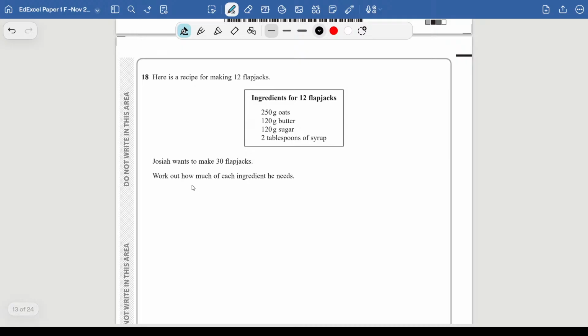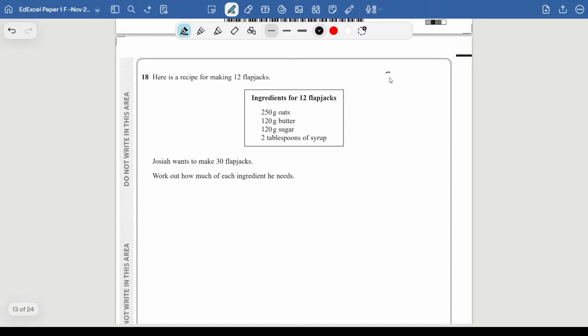Well, the next question here says, here is a recipe for making 12 flapjacks. So we need all these ingredients in these amounts. Now Josiah wants to make 30 flapjacks. Work out how much of each ingredient he needs. So for 12 flapjacks, these are the amounts he needs. For 30, how much will he require?